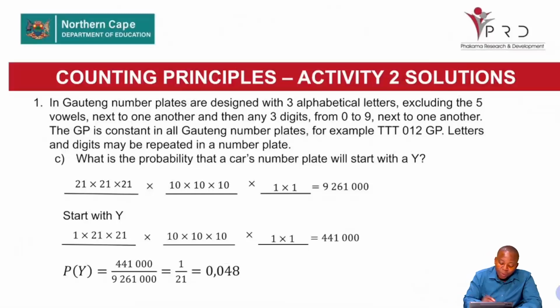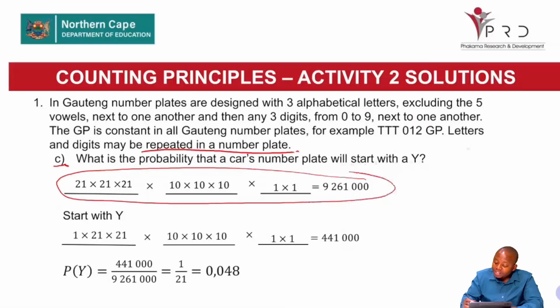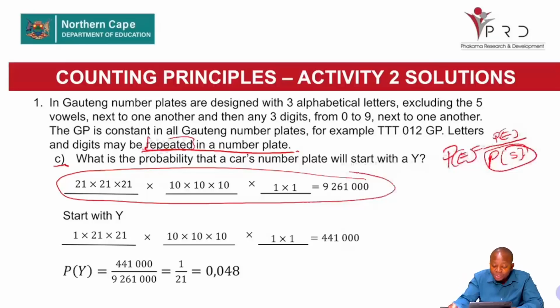Then let's go to number C. What is the probability that a car's number plate will start with Y in this case? Remember, we are now looking at C, and in C we are still continuing to say numbers can be repeated. Probability is always P of an event over P of the sample space, so it's always over the total. The total is the one with repetition. If not repeated, we're going to use the other total. So the total with repetition is the one we had in number A, which is 21 times 21 times 21 times 10, 10, 10, 1, 1.